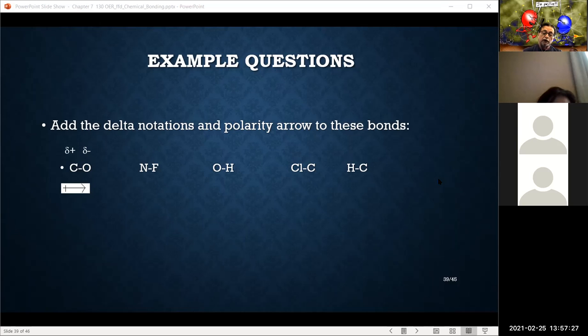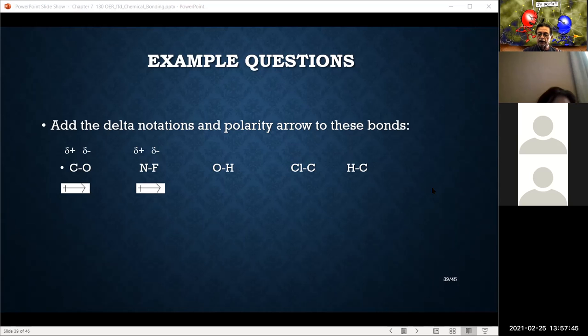Okay. Nitrogen and fluoride. No question here. You don't have to look up anything because fluoride is, hopefully you know by now, the most electronegative element. And so automatically the arrow goes, in this case, from left to right with the partial negative on the fluoride.